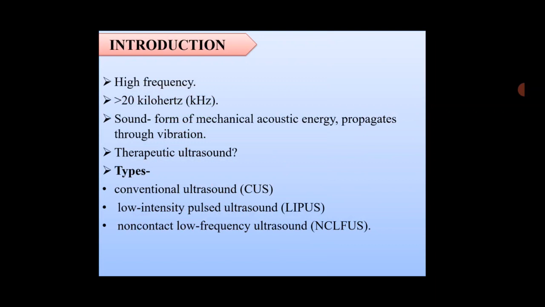Therapeutic ultrasound. Therapeutic ultrasound is the ultrasound which is used for treatment purposes. The frequency of therapeutic ultrasound is 0.7 to 3.3 megahertz. Then coming to the types of ultrasound. Ultrasound has three forms: conventional ultrasound, low intensity pulsed ultrasound, and non-contact low frequency ultrasound.